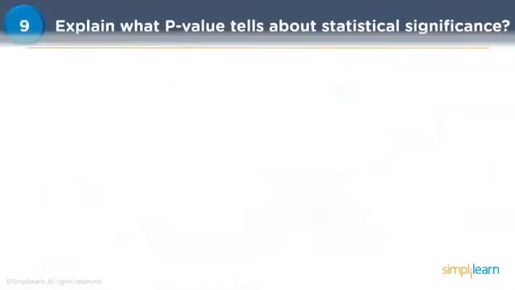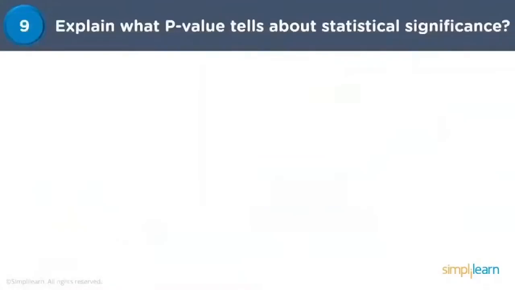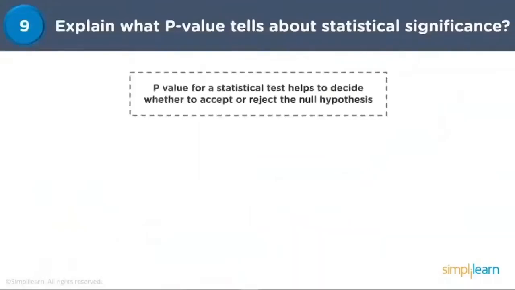Now coming to the 9th question in our list. Explain what p-value tells about statistical significance. P-value is a statistical test that is used in hypothesis testing. It helps you to decide whether to accept or reject the null hypothesis. The null hypothesis, represented as H0, is a commonly accepted fact. It is the opposite of the alternative hypothesis. Researchers and scientists work to reject or disprove the null hypothesis.